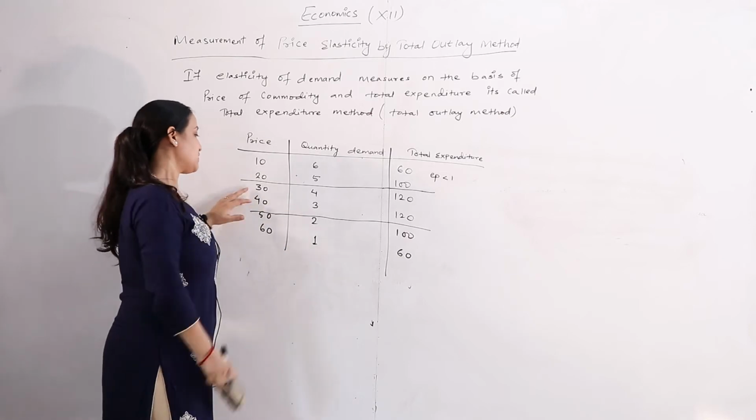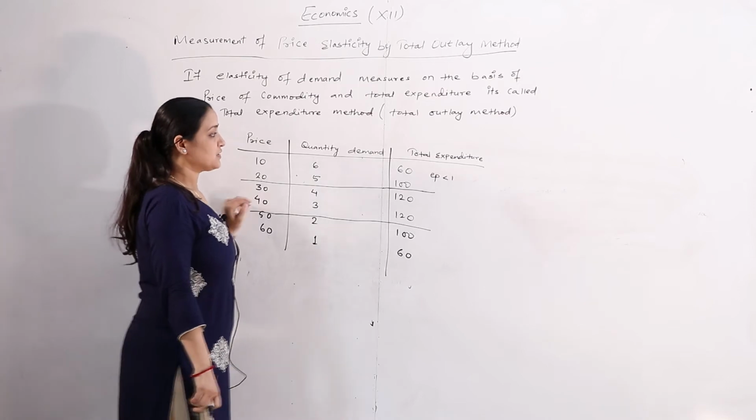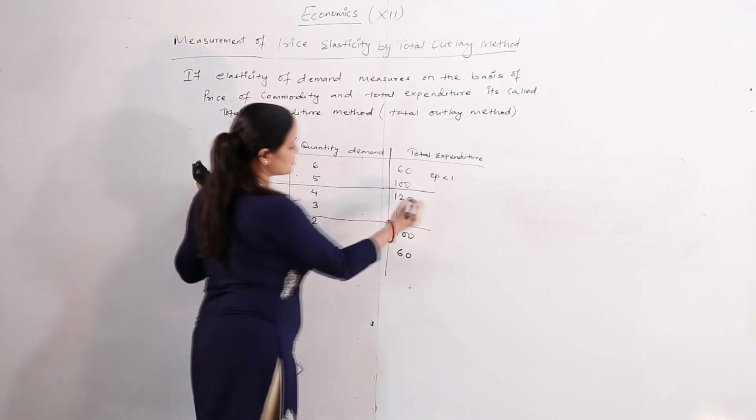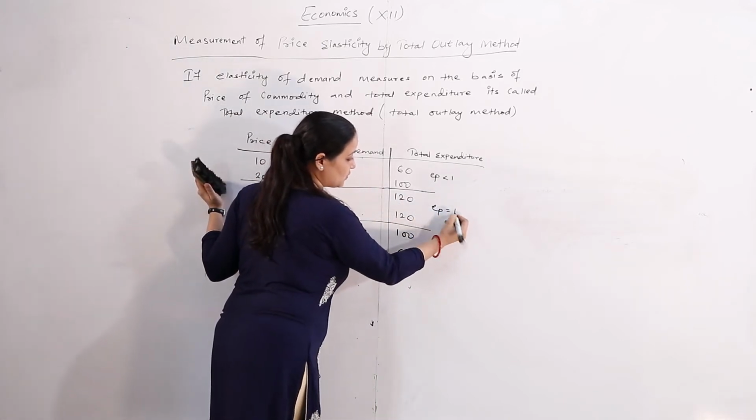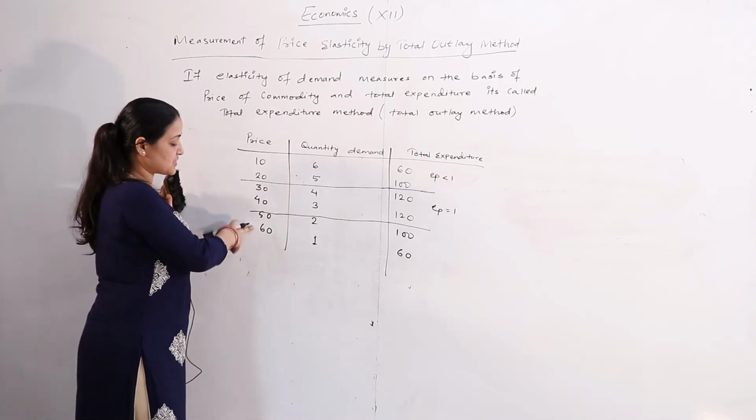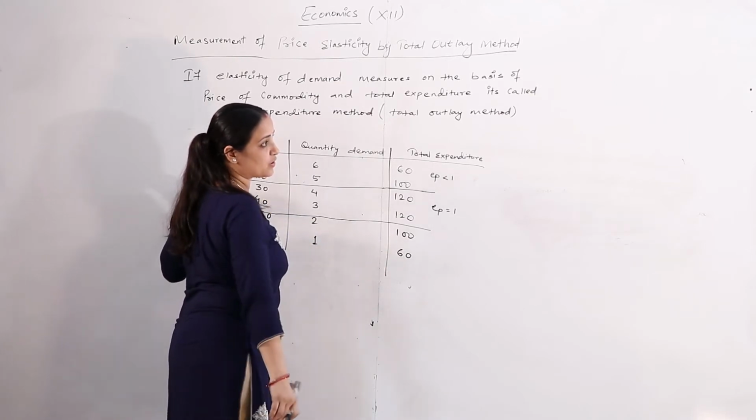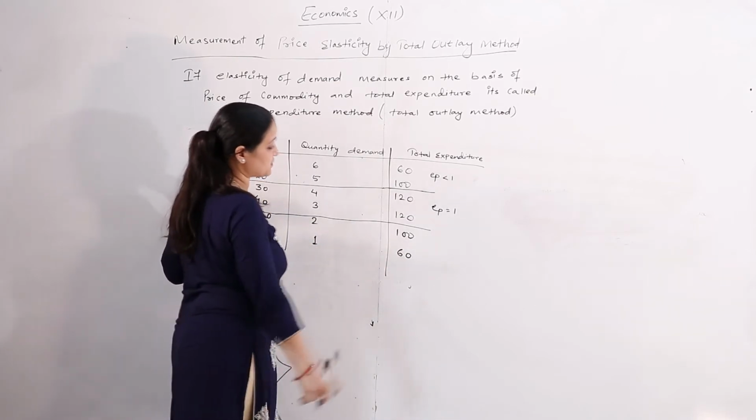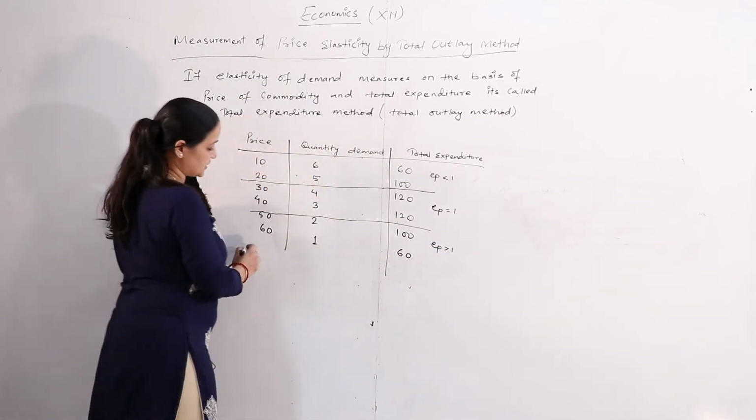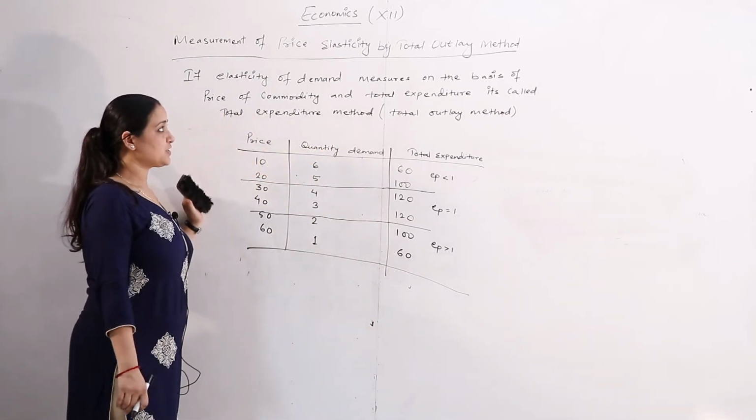Now the other statement: when the price of goods and services increases from 30 to 40, here the total expenditure remains constant at 120. So it shows the price elasticity is equal to unity. And the last column: when the price of the goods and services increases, the total expenditure decreases. So here is a negative or inverse relationship between the price and total expenditure. So it shows the price elasticity is greater than unity. So this table shows the relationship between the price and total expenditure.